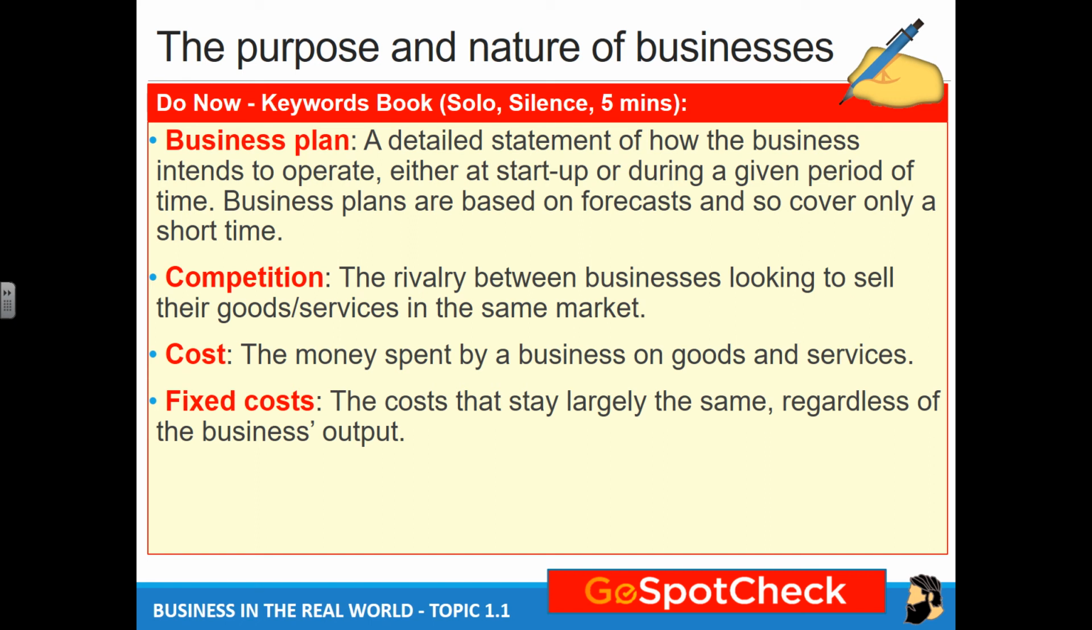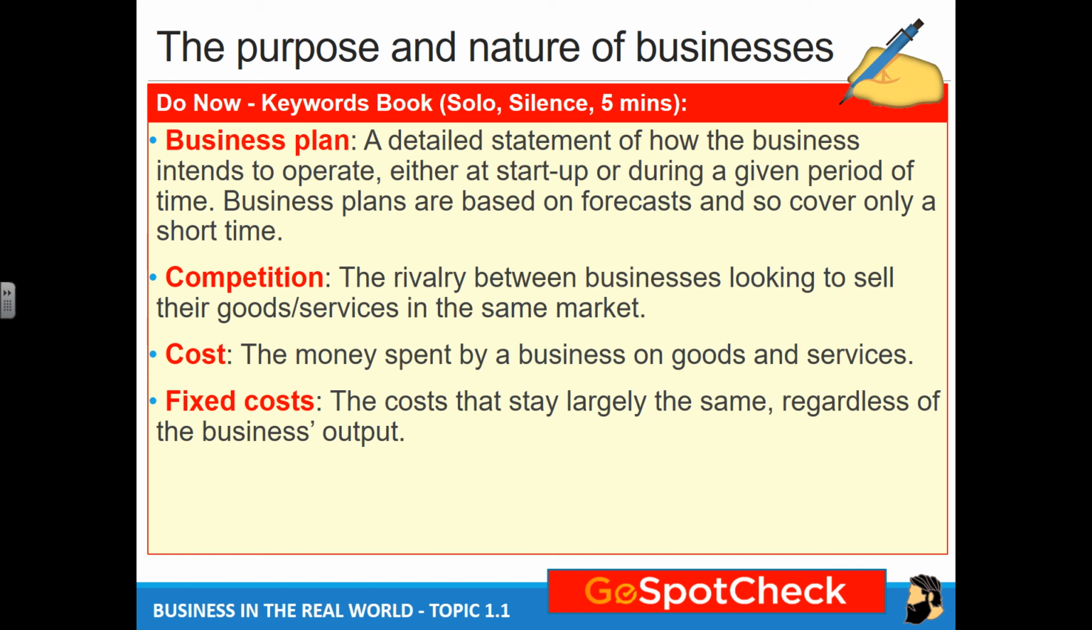Third word, cost. Another simple, self-explanatory word. This is the money spent by a business on goods and services. So what it costs them to make something. Fixed costs. So this is going a step further. These are the costs, the money that they spend, that stay largely the same regardless of the business output.